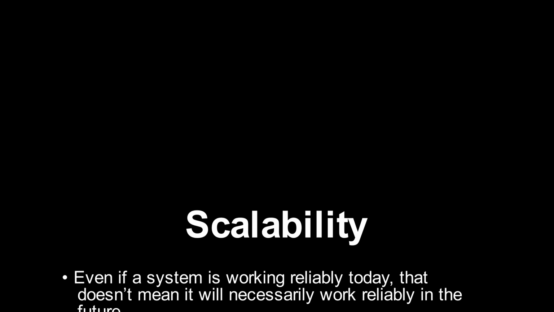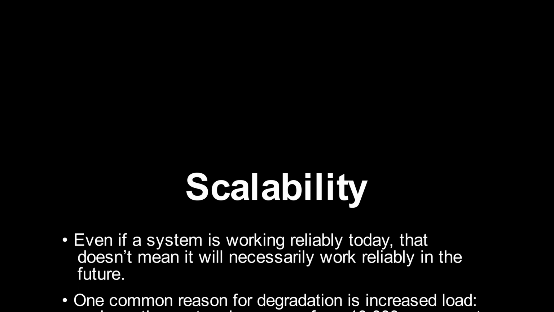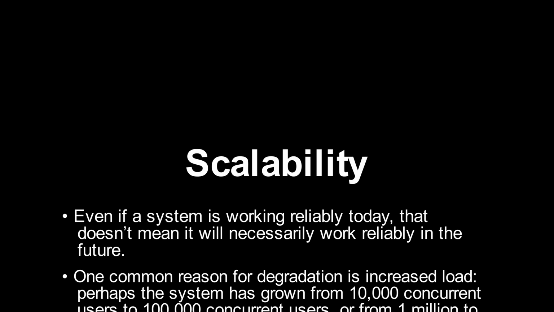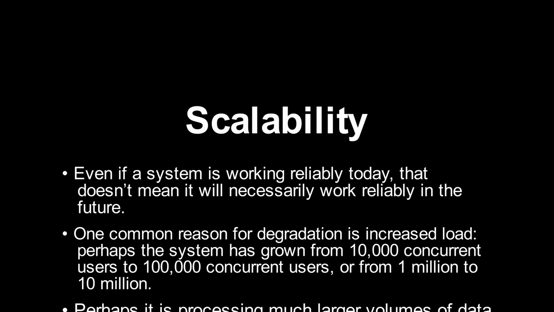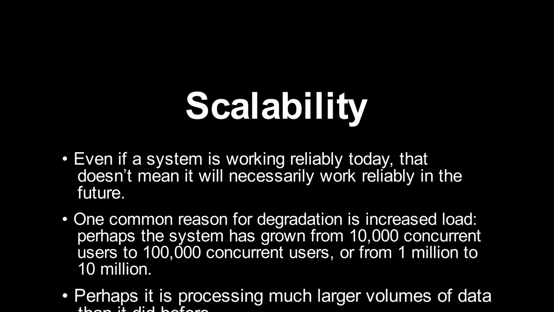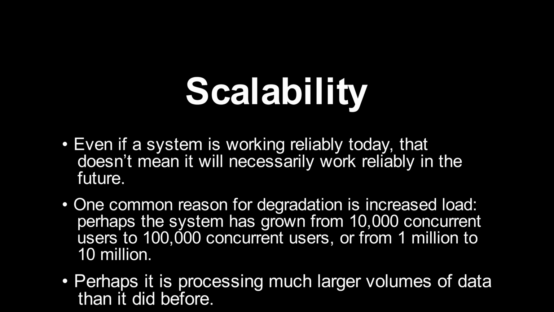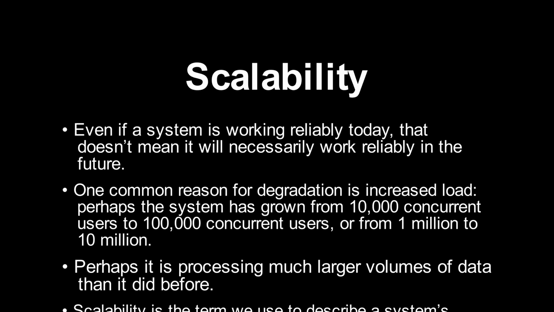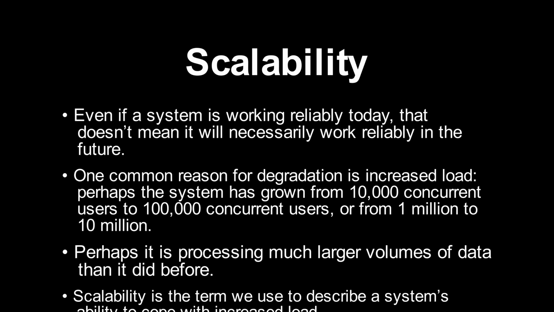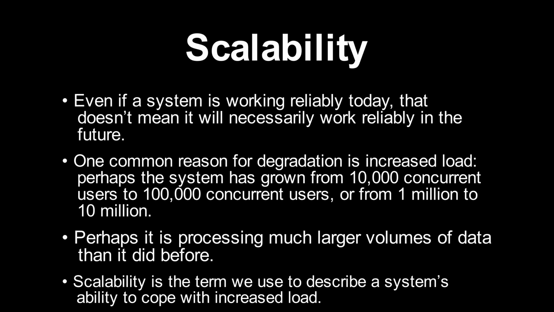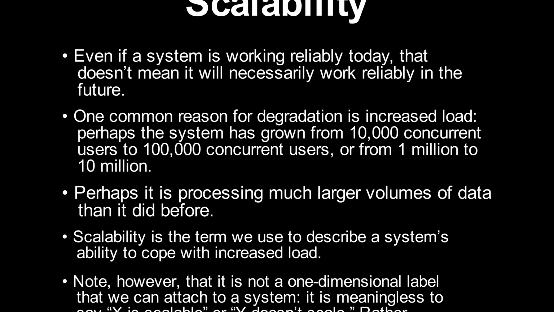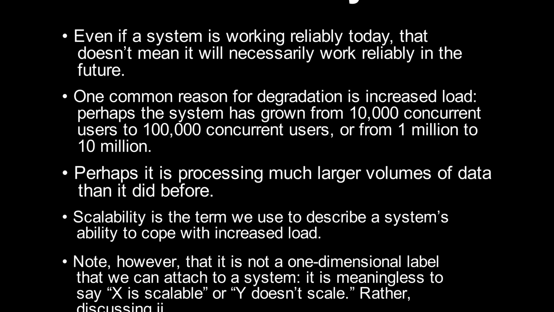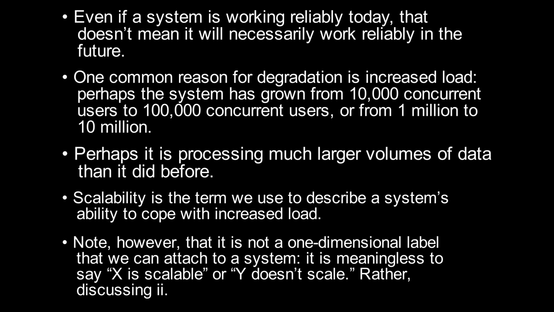Scalability. Even if a system is working reliably today, that doesn't mean it will necessarily work reliably in the future. One common reason for degradation is increased load. Perhaps the system has grown from 10,000 concurrent users to 100,000 concurrent users, or from 1 million to 10 million. Perhaps it is processing much larger volumes of data than it did before. Scalability is the term we use to describe a system's ability to cope with increased load.